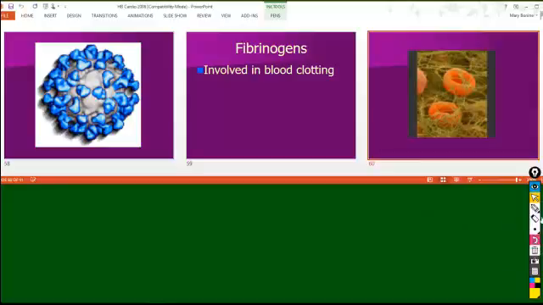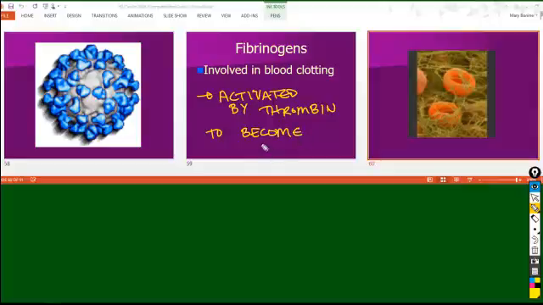They are actually in a liquid when they are in their natural state, and they get activated by something called thrombin to become fibrin. And fibrin is the solid mesh-like net form of this protein. So fibrinogens are liquid, and fibrin is the fibers, the net that can form a clot.